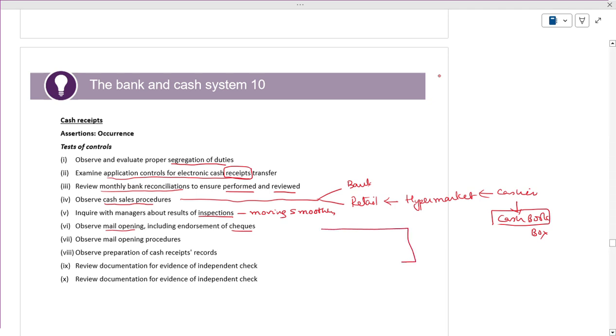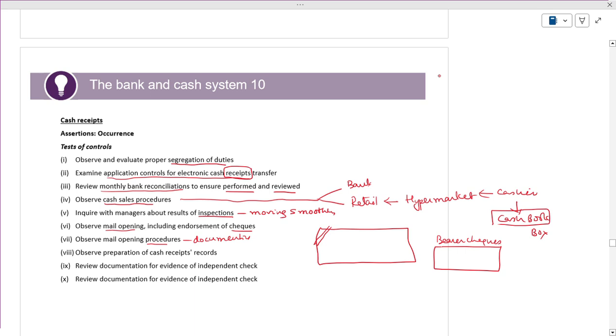In some cases you will have checks which have been crossed, and in some cases you have what you call bearer checks. There is a possibility that things may go wrong. Observe mail opening procedures. We are talking about mail opening. What are the procedures? How are they documenting?